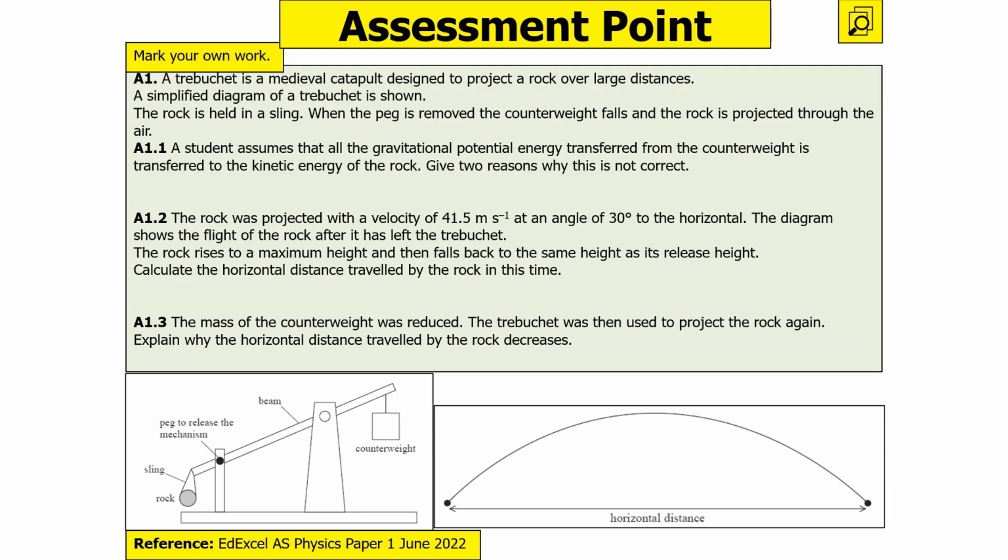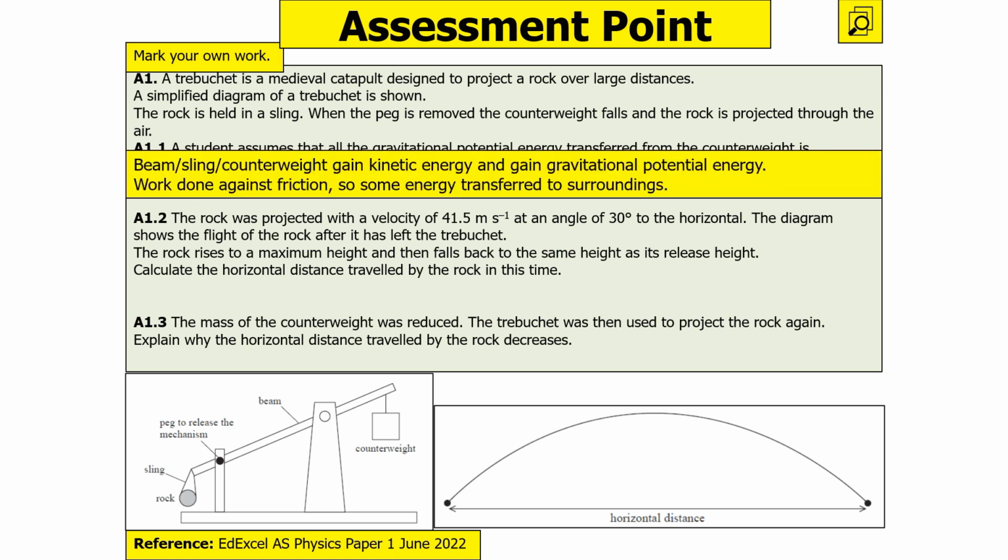Right, in this first one, it won't do because the beam will gain kinetic energy and also gain gravitational potential energy, and also some work will be done against friction, so this energy will be dissipated to the surroundings. Now, how can you work this through?